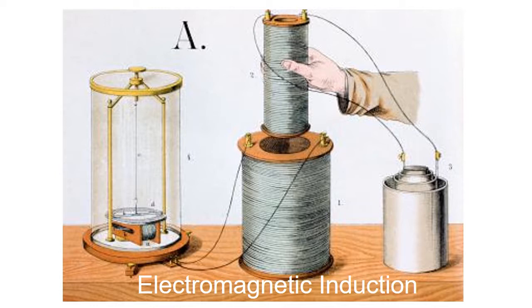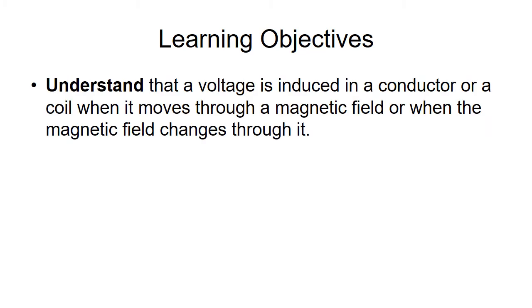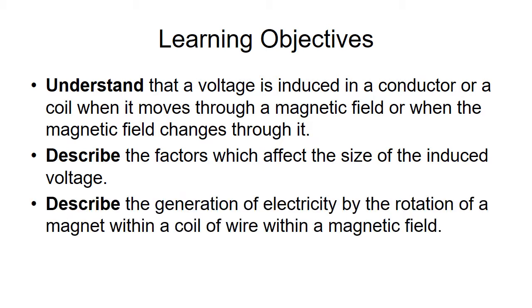So welcome to the next unit in physics, electromagnetic induction. These are the learning objectives for the unit. You are to understand that a voltage is induced in a conductor or a coil when it moves through a magnetic field or when the magnetic field changes through it. Describe the factors which affect the size of the induced voltage and describe the generation of electricity by the rotation of the magnet within a coil of wire within a magnetic field.